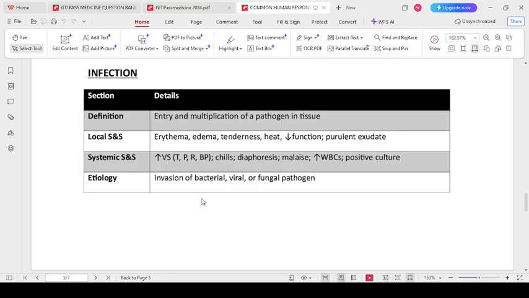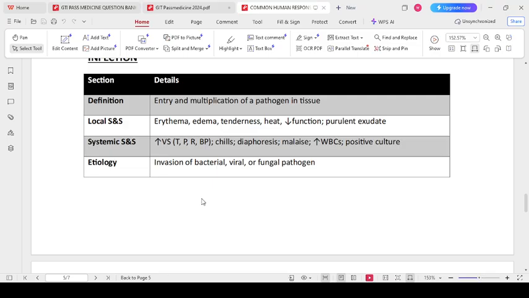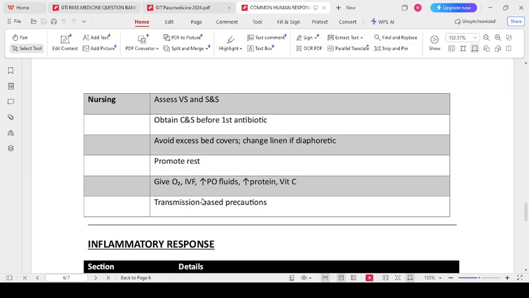Etiology can be invasion of bacterial or viral or fungal pathogen. A nurse has to assess vital signs and symptoms, local and systemic. She has to obtain culture and sensitivity before first antibiotic. This is very much important. First culture and sensitivity, then first antibiotic or first line antibiotic or empirical antibiotic.